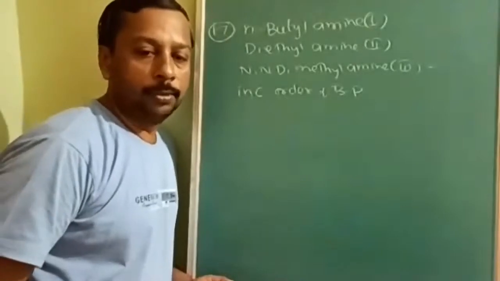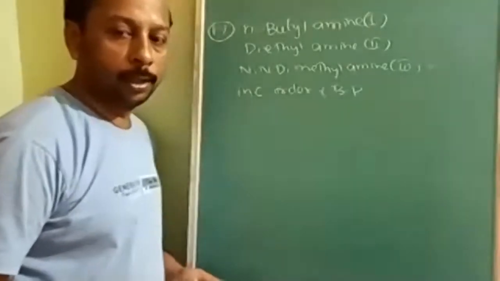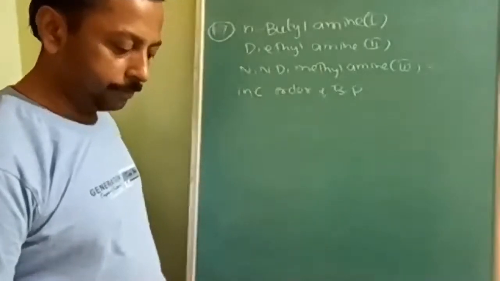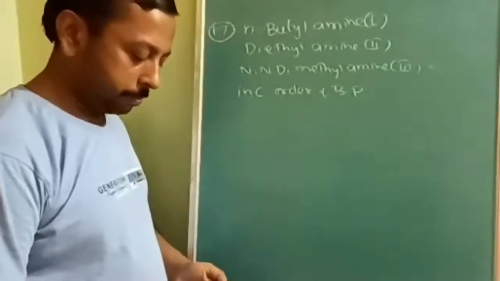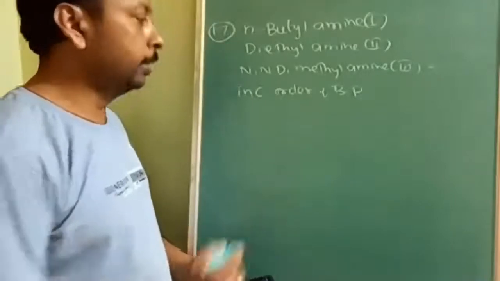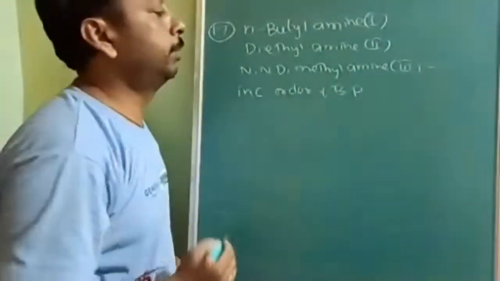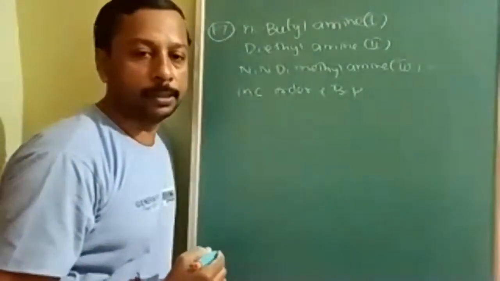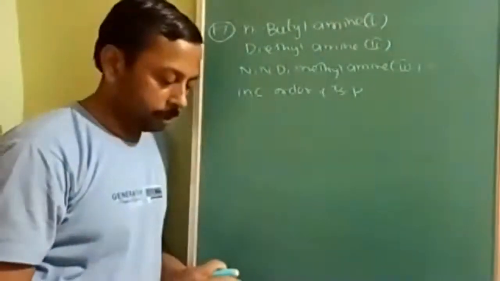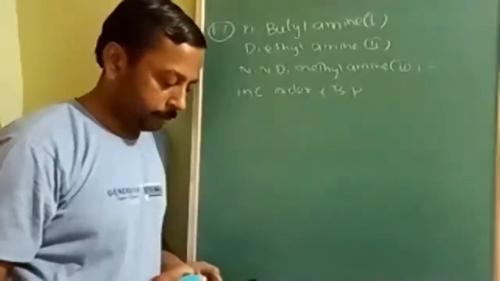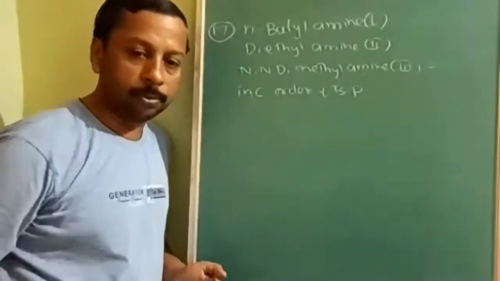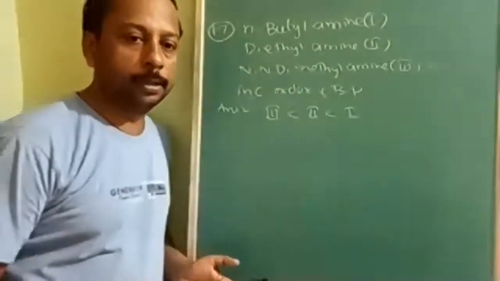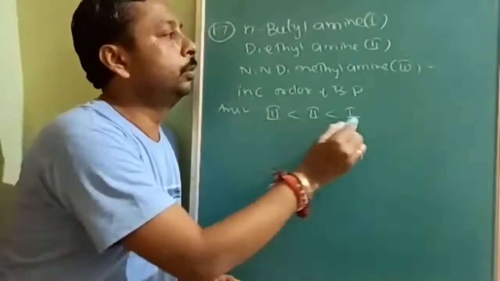1, 2, 3. You can arrange them in increasing order of boiling point. See, if you carefully observe, all of them have the same molecular formula. Only thing is the number of branches. Number of branches are less or more. Here, this is the correct answer: 3 less than 2 less than 1.